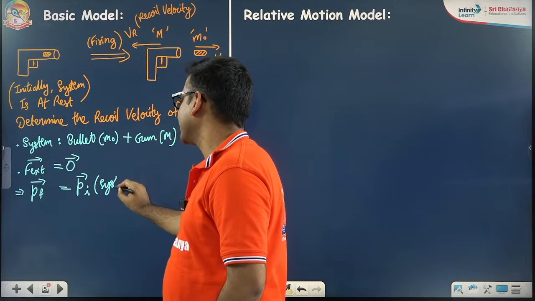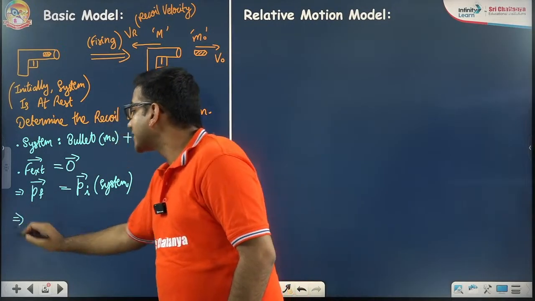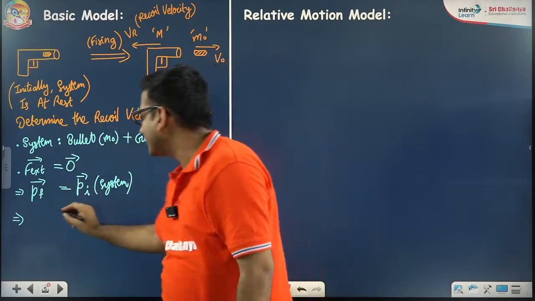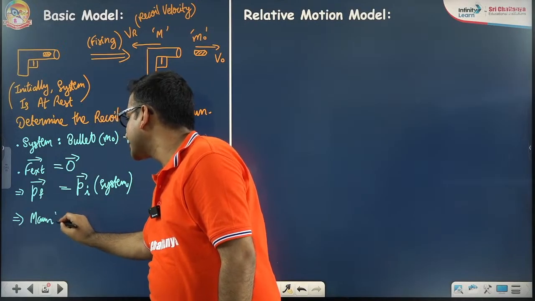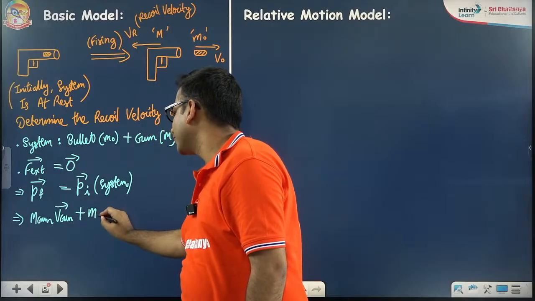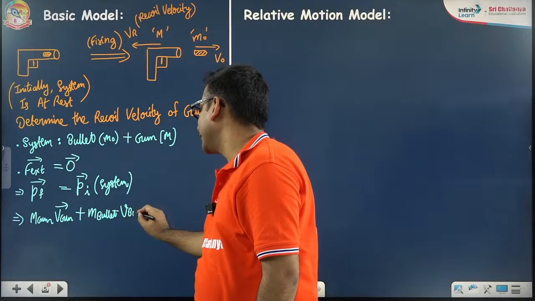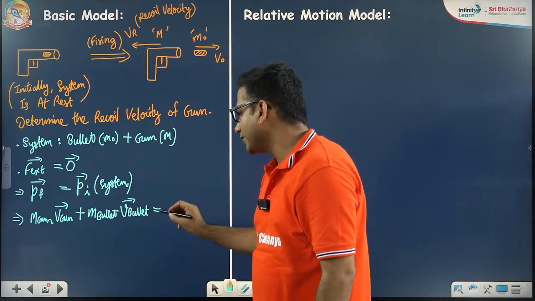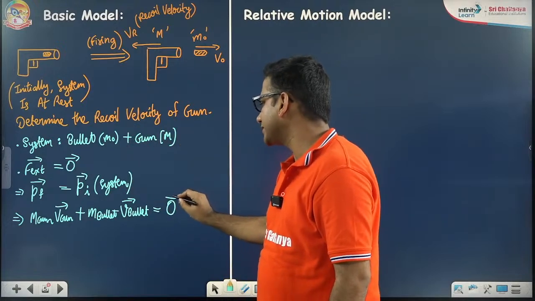For the system, and what is the system? That is in front of you. So finally, what is happening? Finally, the gun is moving in the backward sense. So I will write mass of gun into velocity of gun vector plus mass of bullet into velocity of bullet vector. And initially the system was at rest, so the initial momentum is 0.